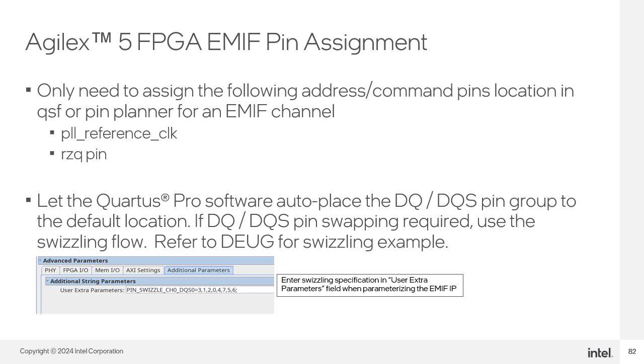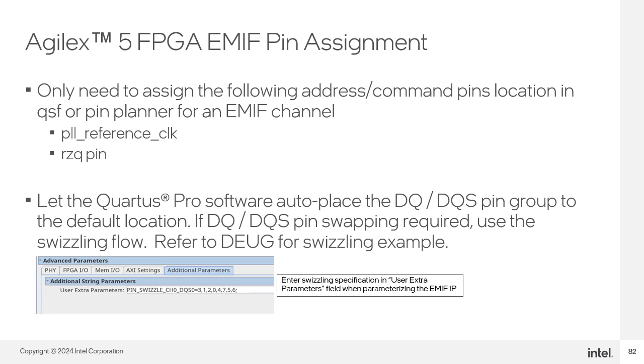For EMIF pin assignment for a given interface, we only need to assign the pin location to PLL reference clock and RZQ pin. As we cannot swap the address, command pin location, the fitter will be able to auto-place all the other AC pin locations. There is no harm in providing the pin locations for all the other address and command pins, but it is not required to do so.